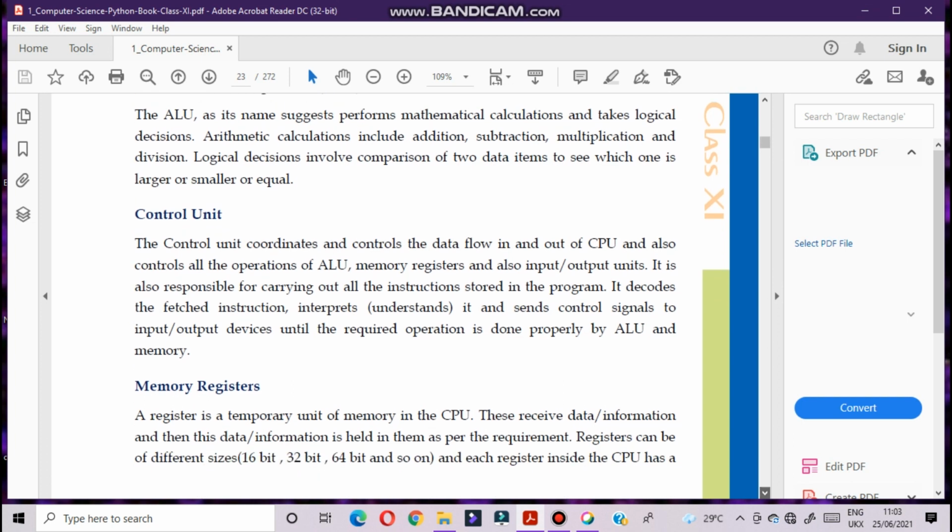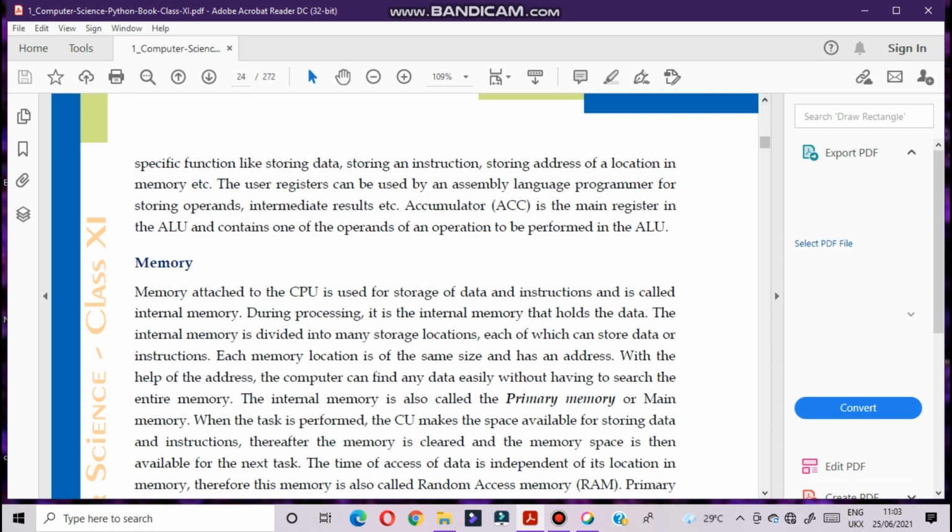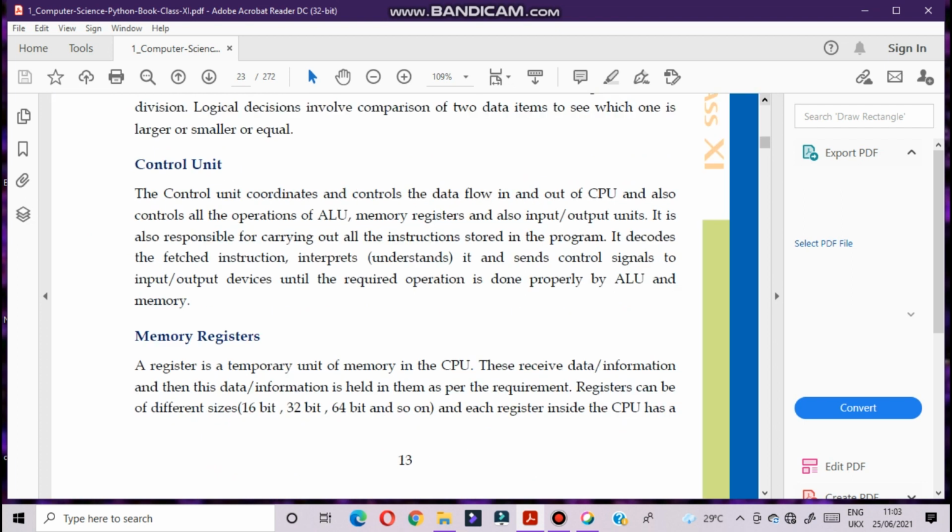Now next is your memory registers. A register is a temporary unit of memory in the CPU. These receive data or information. Then this data or information is held in them as per the requirement. What is a register? It is a temporary unit of memory in the CPU. It is not permanent, which means data will be stored temporarily, not permanently.